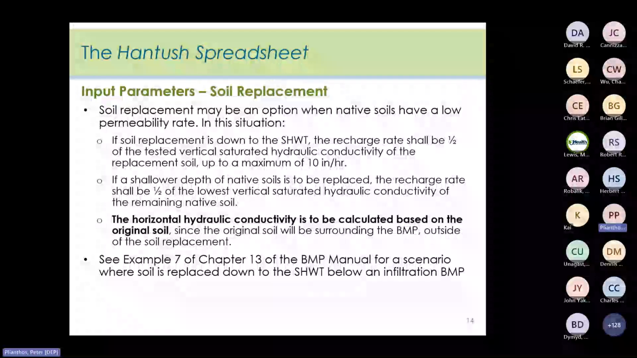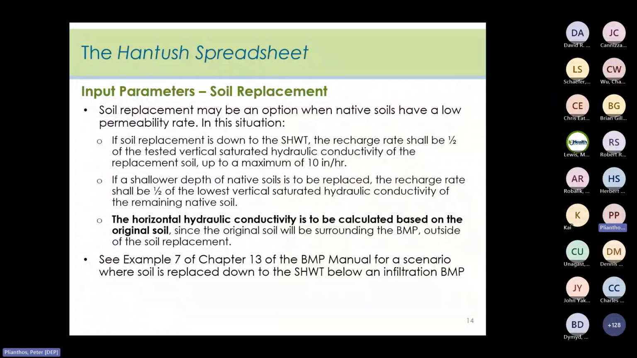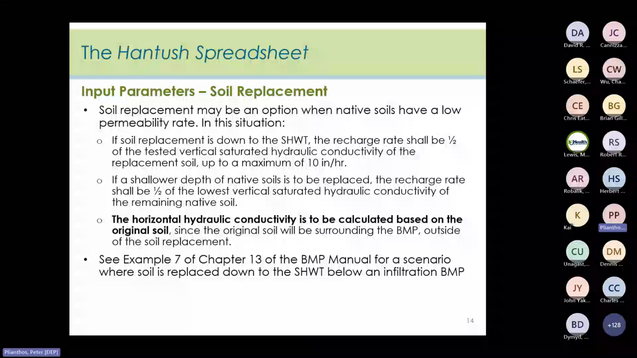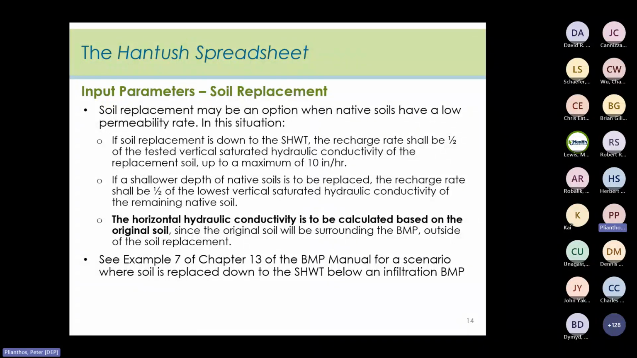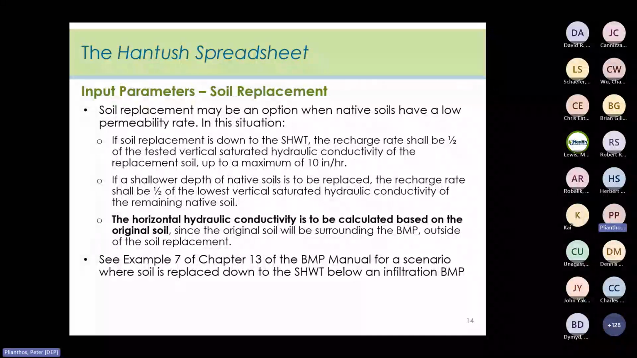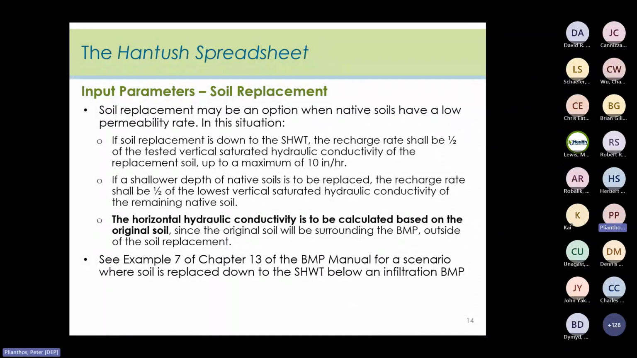Example 7 in Chapter 13 of the BMP manual describes a groundwater mounding analysis scenario where soil is replaced down to the seasonal high water table below an infiltration BMP. And it is important to note that if a shallower depth of native soils is to be replaced, rather than replacing the soil down to the seasonal high water table, the recharge rate shall be 1/2 of the lowest vertical saturated hydraulic conductivity of the remaining native soil.